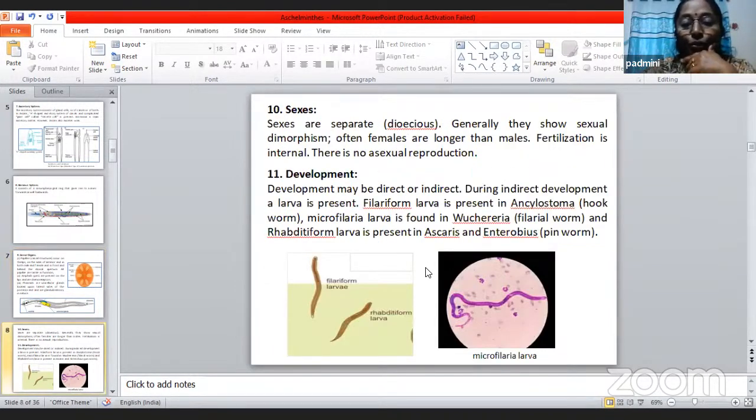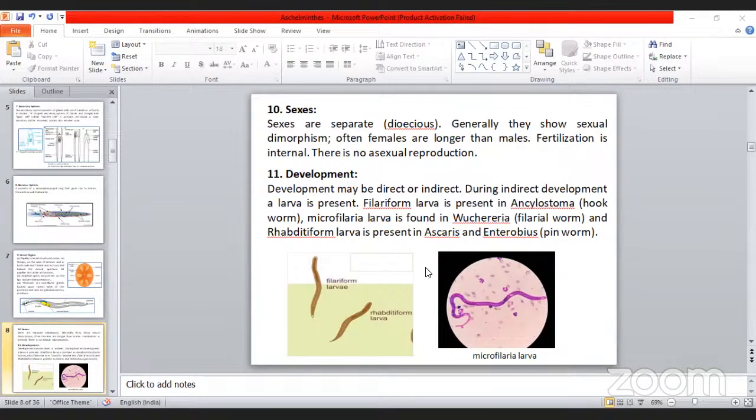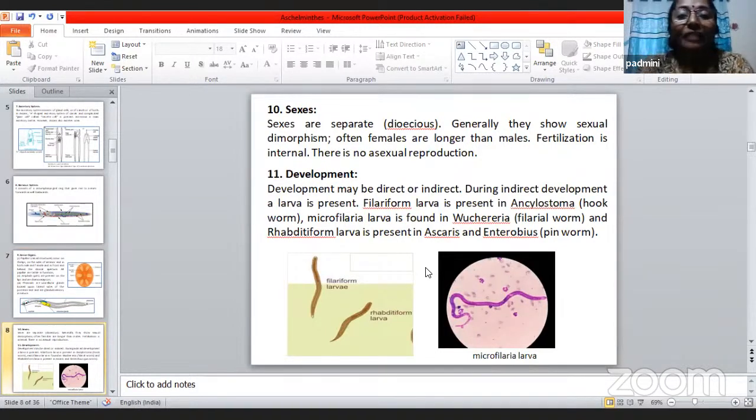And coming to the sexes, they are separate. That is, they are also called dioecious, meaning two different individuals, a male and a female. Till yesterday in the platyhelminthes, we saw they were hermaphrodites. What do you mean by hermaphrodites? Male and female organs are present in the same animal. So that is a hermaphrodite. But here, males and females are separate. So sexes are separate and they are also called dioecious. Generally, they show dimorphism. That is, you can easily differentiate a male from a female.